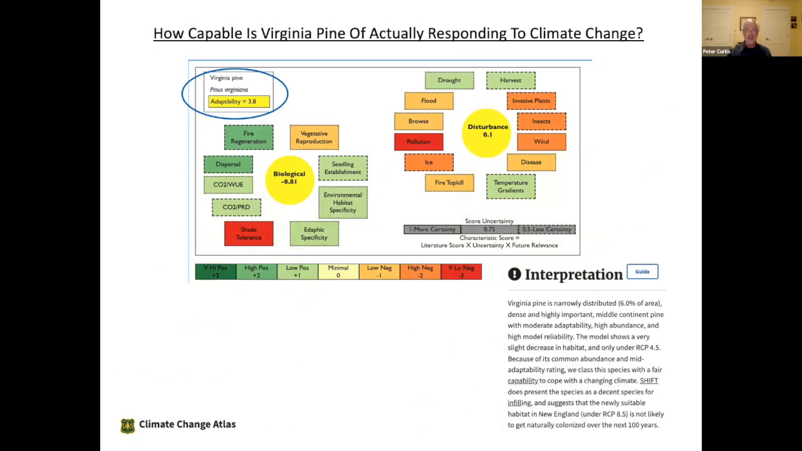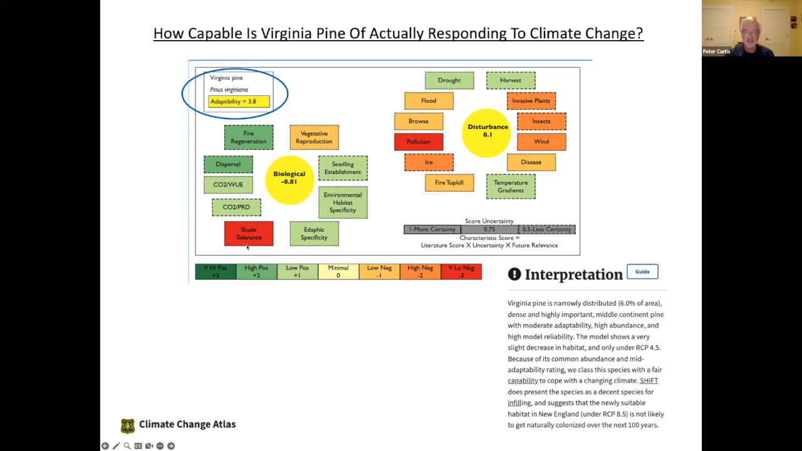And just to finish the analysis with Virginia pine, this is again emblematic of a species that a lot of work has been done on. We know a lot about how it grows and what its tolerances are. So the Forest Service has come up with an adaptability metric, and this is up here in the left-hand circle here of 3.8, sort of moderately adaptable. And this is based on an analysis of lots of different characteristics of this plant, how it responds to fire, for example. And the greens here mean that sort of a positive for its adaptability.